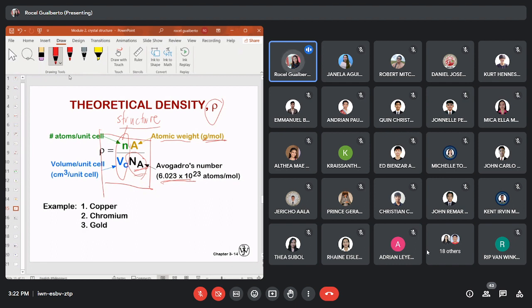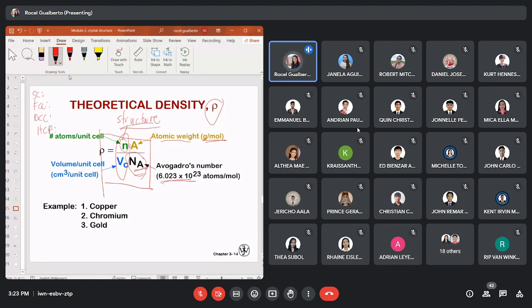So again, as I have said kanina po, the density can be predicted using the structure. Kailangan lang po, alam mo yung property ng structure na yun. Halimbawa po, you have here yung n. n is called the number of atoms per unit cell. Ito po yung parameter 2 na diniscuss natin kahapon. So let us then recall, for simple cubic, ano ba yung number of atoms per unit cell? Kapag FCC, kapag BCC, at saka po kapag HCP.